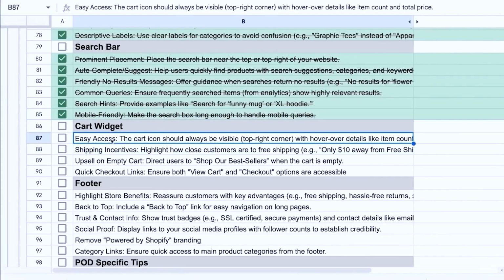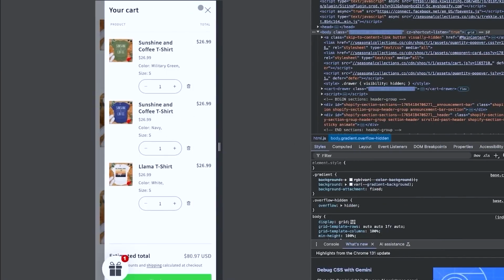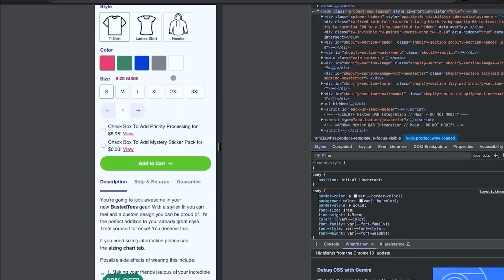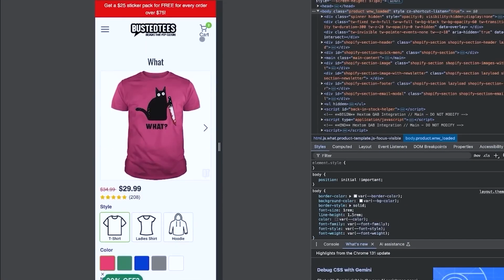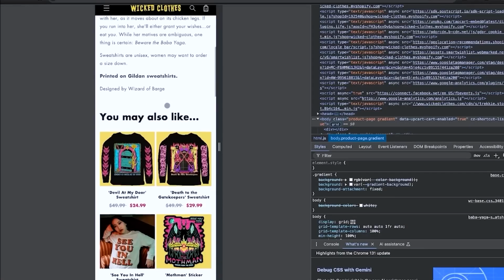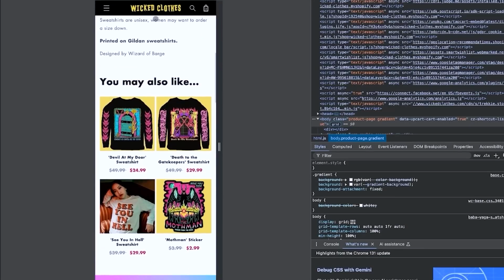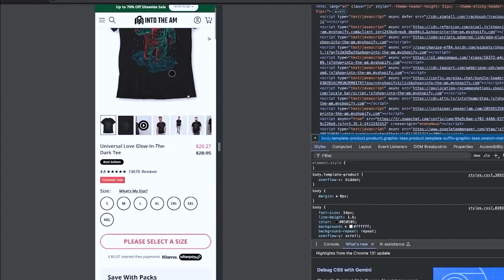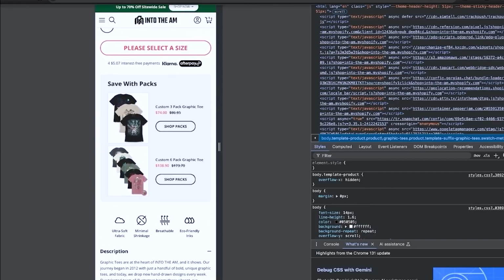Then the cart widget. Easy access. The cart icon should always be visible in the top right corner. So like this right here. Let's see, I think all of them do that. Except Busted doesn't have the scroll back up navigation. That's interesting. What does Wicked Close do? They always have it. Then Into the AM also always has it.